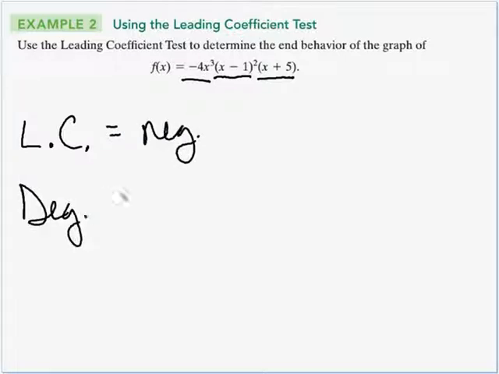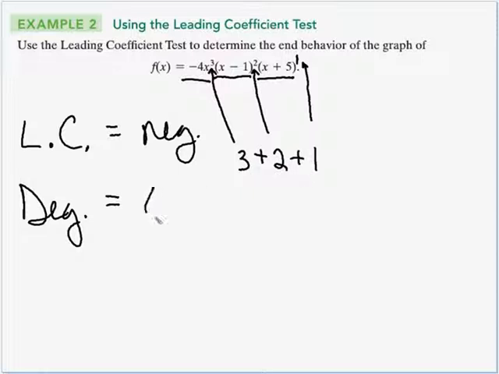Now, what's the degree of this polynomial? Well, let's see. The degree of this term is cubed, and the degree of this term is squared. And you don't see it there, but there's an implied 1, so that's a first degree. And we're multiplying all these together. What do we do when we multiply like bases? We add exponents. So our degree is 6th degree, and it's even.